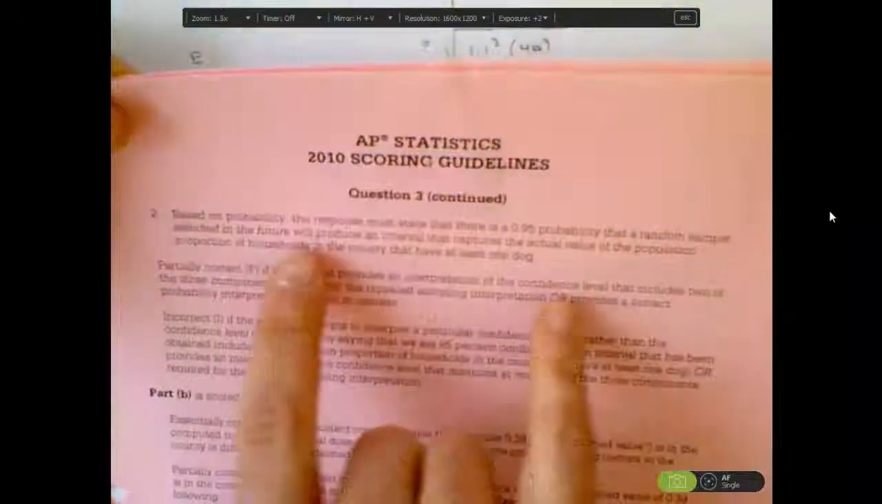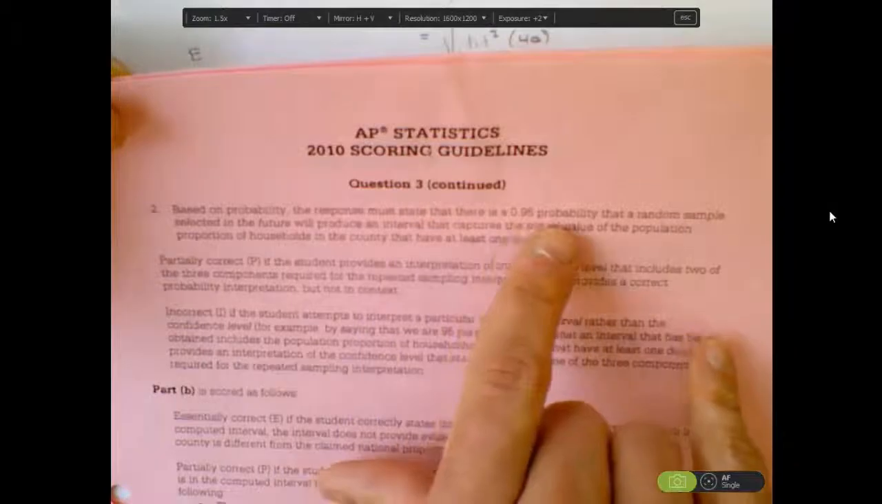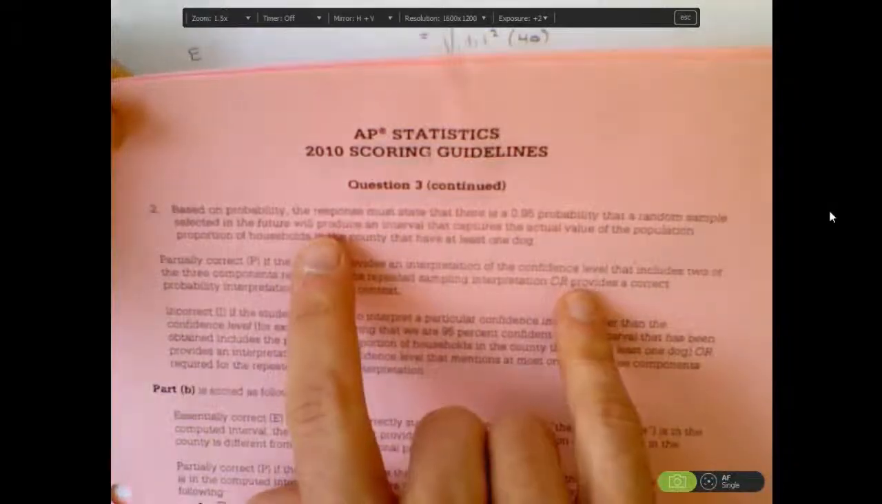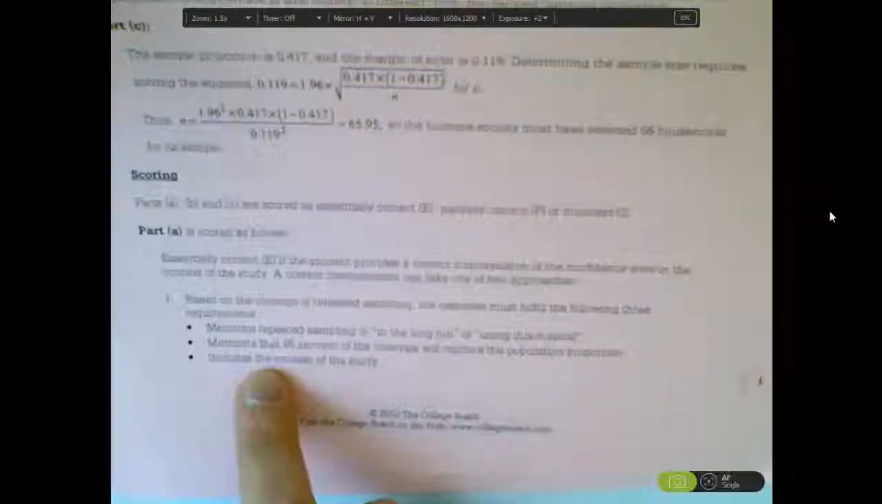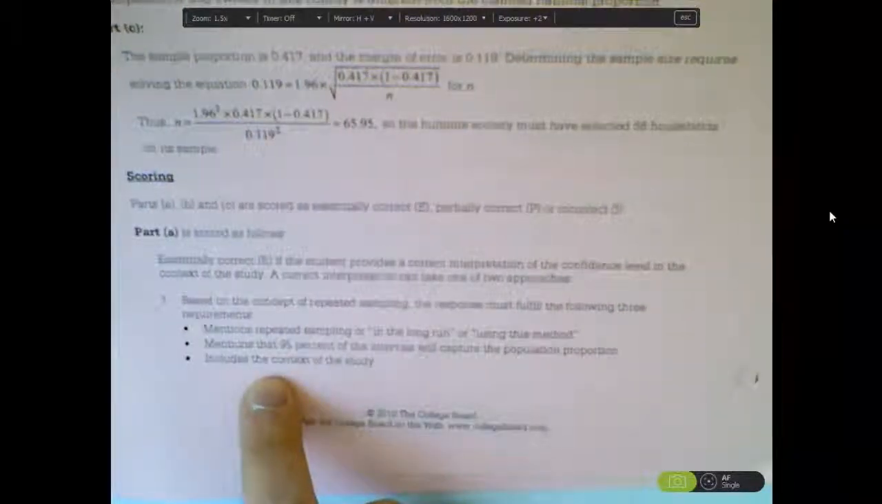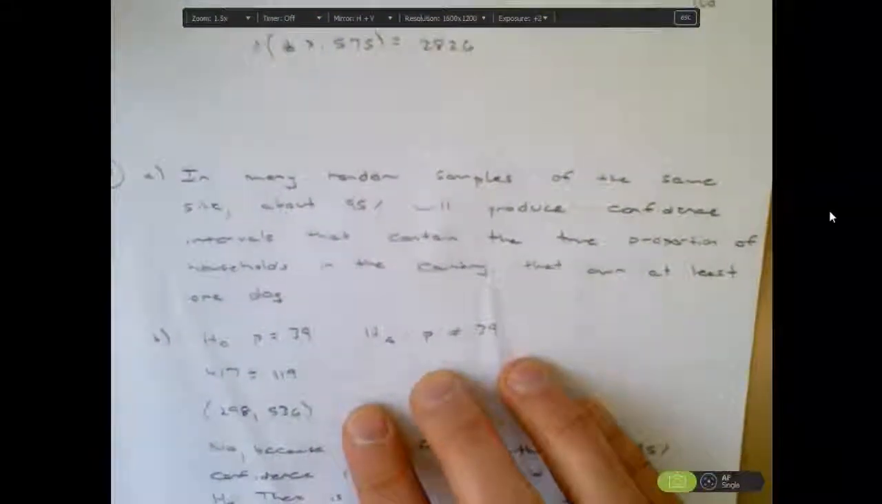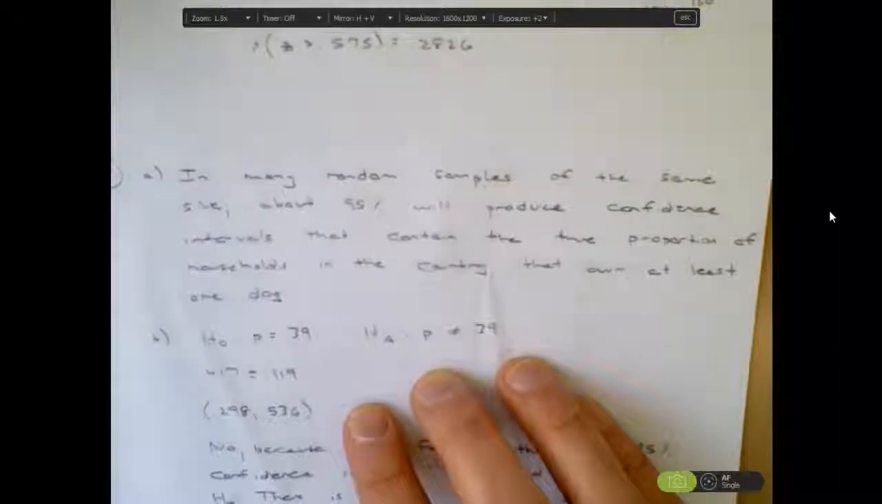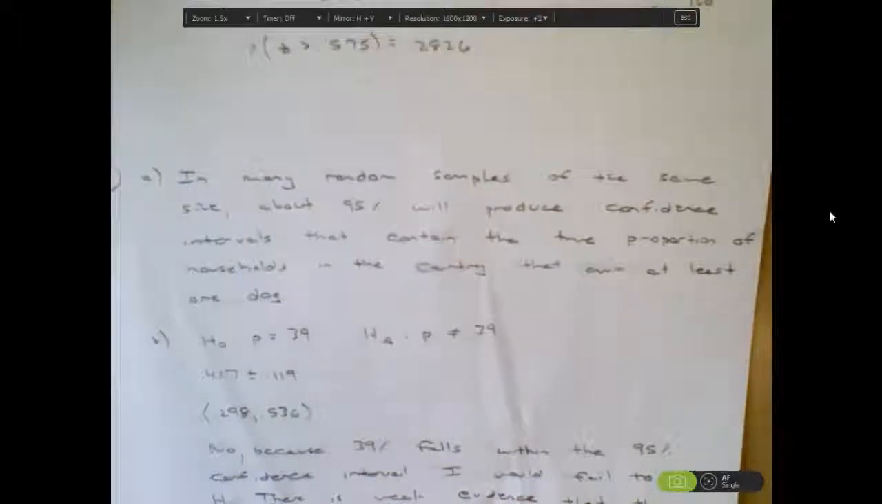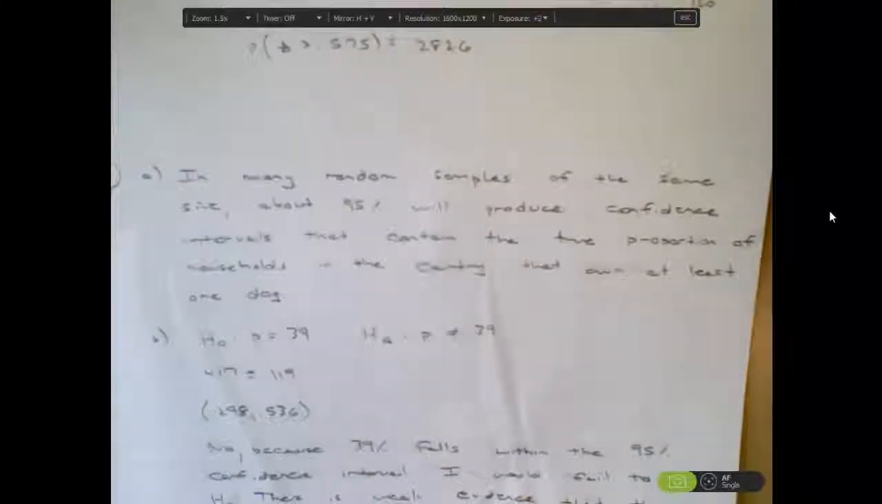The second way that you can do it is based on probability. They must state there's a 0.95 probability that a random sample selected in the future. Okay, I didn't teach that method. You should be looking at this number 1 on your scoring guideline. So what I'm fearful of is many of you wrote, we are 95% confident, blah, blah, blah, and just did that. We're interpreting the confidence interval. I'm sorry, we're not interpreting the confidence interval, we're interpreting the confidence level. Huge, huge, huge concept, but tiny difference.